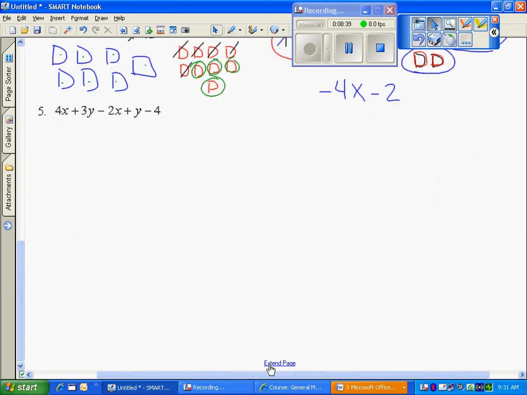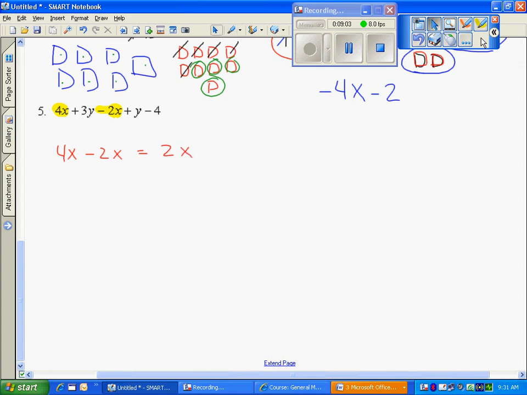Now in this problem, I have a little bit different situation. I don't have x's, I actually have a y. So we're just going to use this idea of adding common terms. Taking a look at the terms, the values here, 4x and 2x, they are alike. Notice it's subtraction. So I'm going to first take 4x, take away 2x. I have 2 x's remaining.